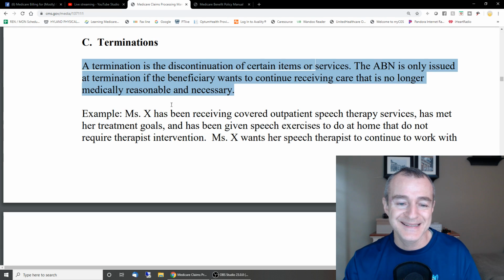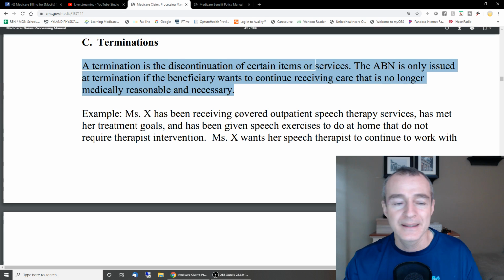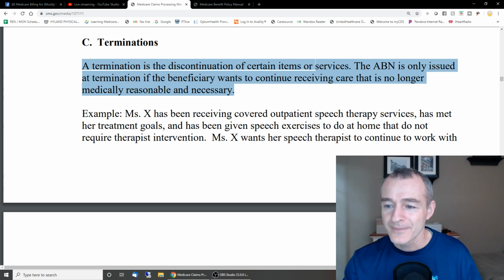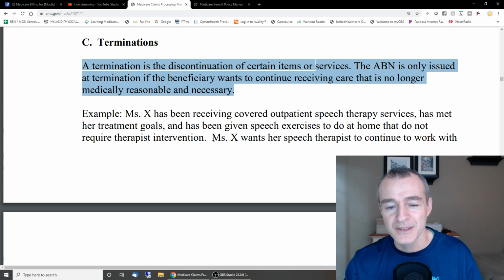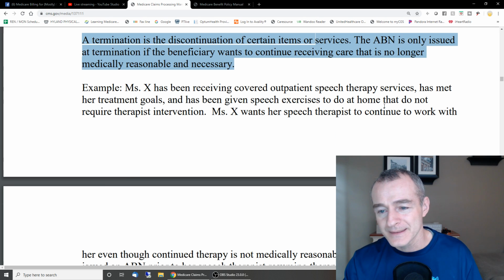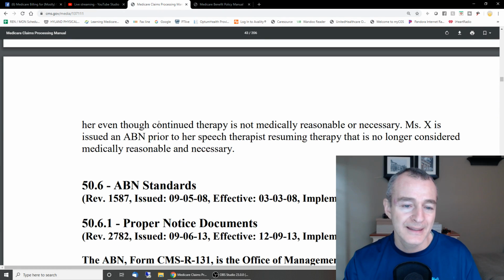So their example: Mrs. X has been receiving covered outpatient speech therapy, which could be OT, could be PT, has met goals, has been given exercises to do at home, does not require the therapist intervention. Mrs. X wants her therapist to continue to work with her, even though continued therapy is not medically necessary or reasonable. Mrs. X is issued an ABN prior to speech therapy resuming. That is no longer considered medically reasonable and necessary.